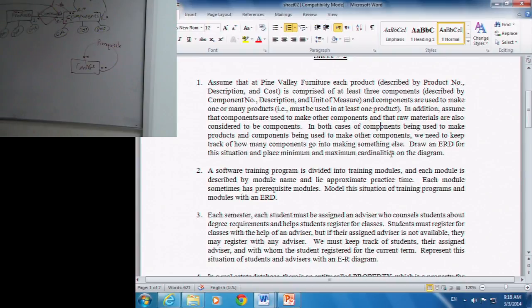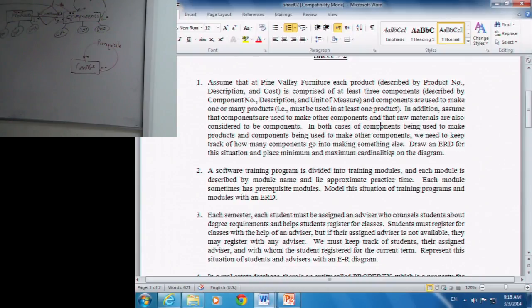And each module is described by module name and approximate practice time. So these are attributes of the module. Each module is described by, right? Are these entity types or attributes? Attributes. They are describing the module. Each module sometimes has prerequisite modules. Exactly the course here. A module has a prerequisite module.